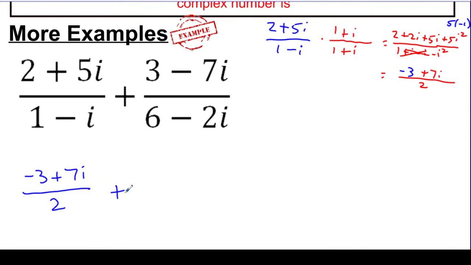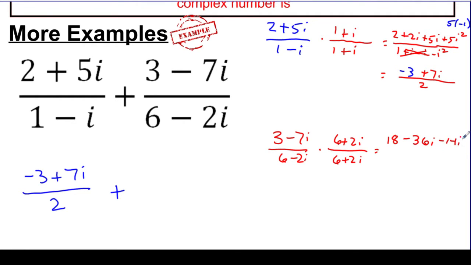I have a plus sign, and I need to do that whole setup again, but with this fraction. So I'm going to say 3 minus 7i over 6 minus 2i. That is not rationalized, so I'm going to multiply the top and the bottom by 6 plus 2i, which is the complex conjugate. Here's what it comes out to be. It's the exact same procedure as the top problem. It's going to look like 18, and then I have minus 42 plus 6, which is minus 36i, and it's going to be minus 14i squared.